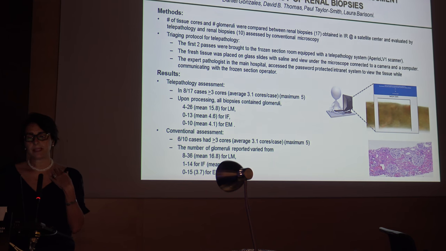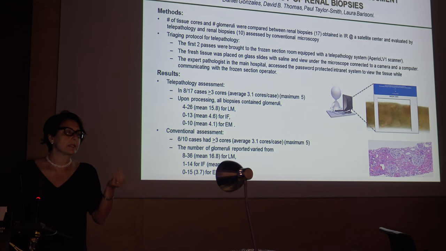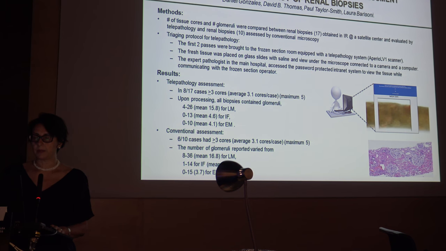And we assessed the biopsy by telepathology in 8 of the 17 cases. There were 3 or more cores that were needed to have a diagnosis, with a maximum of 5. All renal biopsies had glomeruli, except for one case where there were no glomeruli by immunofluorescence or electron microscopy. And when we compared that to 10 biopsies that were assessed conventionally, by being physically present at the time of the biopsy, 6 of the 10 cases had 3 or more cores needed. That means that the 2 cores were not quite enough. And again, the number of glomeruli was very similar to what we had for telepathology. So we use that technology commonly right now.